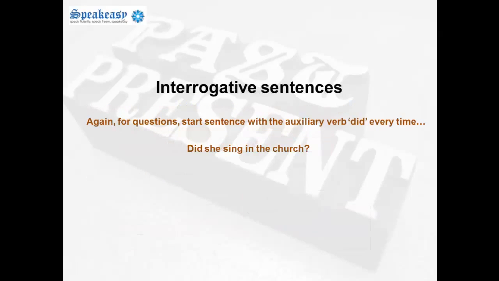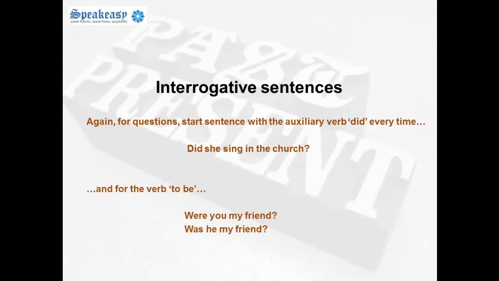Again, for questions, start the sentence with the auxiliary verb did every time. Did she sing in the church? And for the verb to be, were you my friend? Was he my friend?